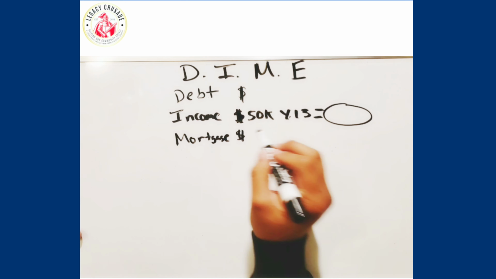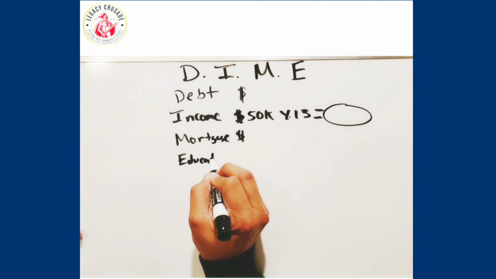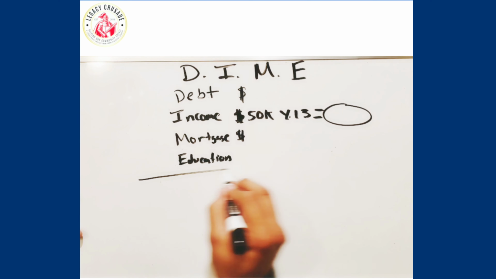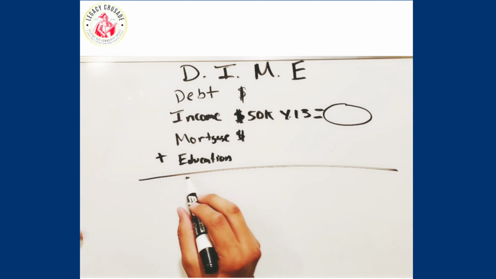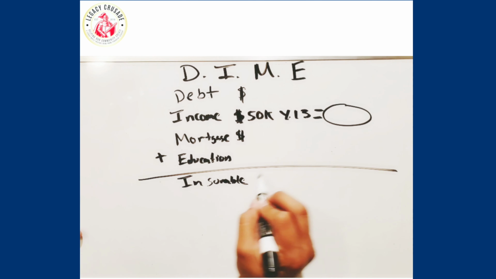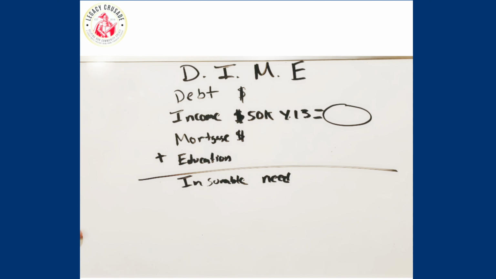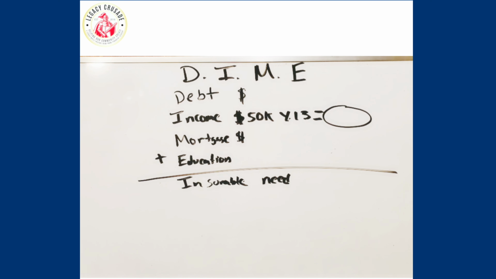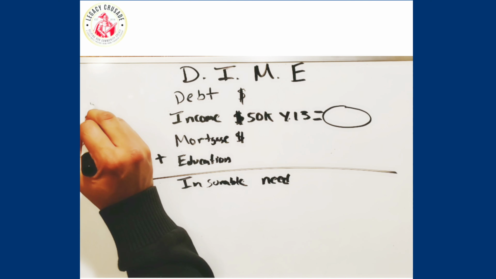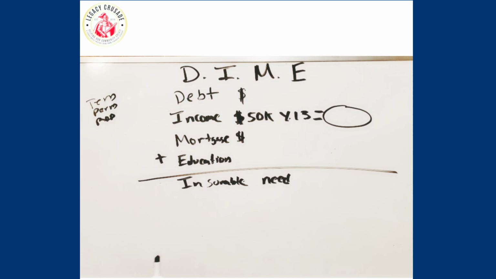How much do you owe? And last but not least is education. Do you want to leave behind college education for your children? Once you add this up, the answer that comes out is your insurable need. So now your agent takes the insurable need and structures a policy based on your budget and based on if you want a term, permanent, or ROP, and they would structure a plan accordingly.